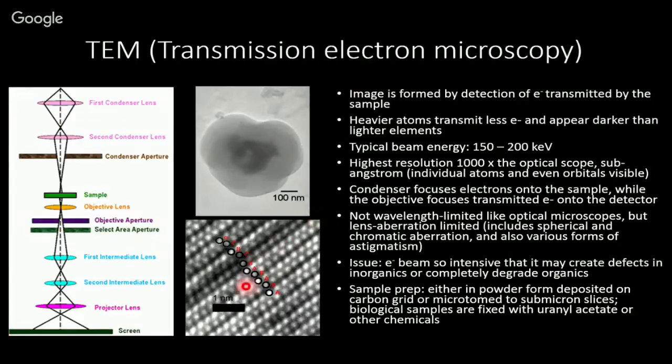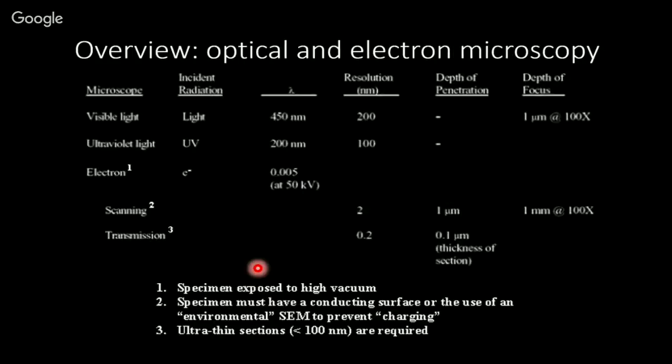And so the heavier atoms are darker because they do not transmit electrons as well as the lighter atoms. That's how you get a contrast. You can get phenomenal pictures with atomic resolution using the transmission electron microscope. So this will be the overview, comparison. You can really read about that later.